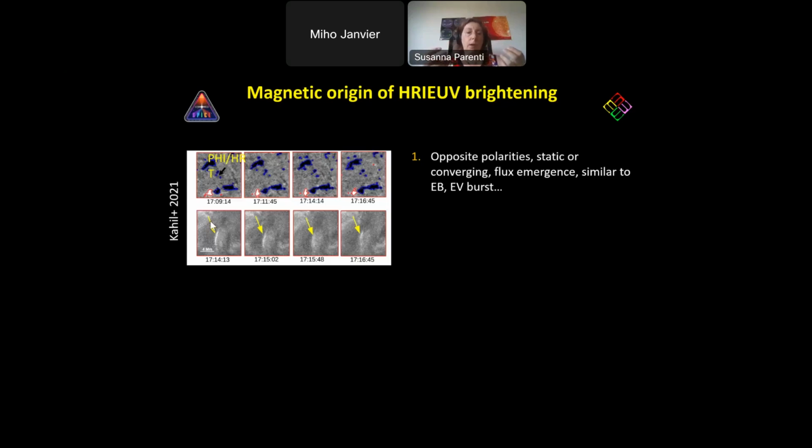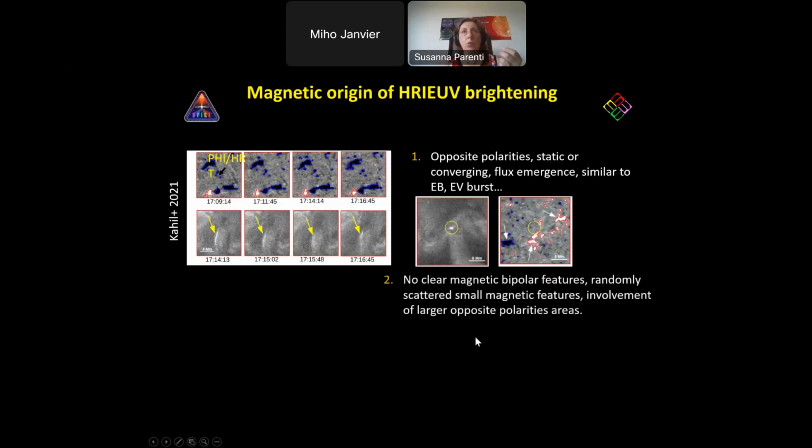So all aspects that were known. But there is also a second group where there is not a clear connection with the photosphere. So you have the event here, and certainly you have a complex multipolar feature, but it is not clear where this feature is rooted in the photosphere.